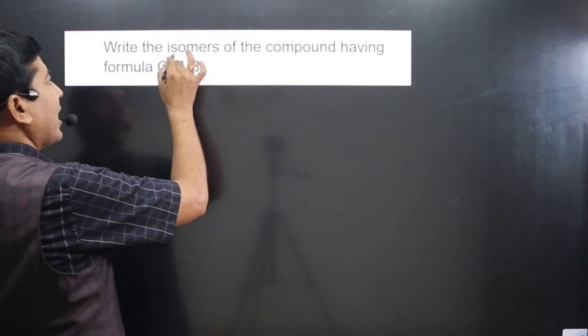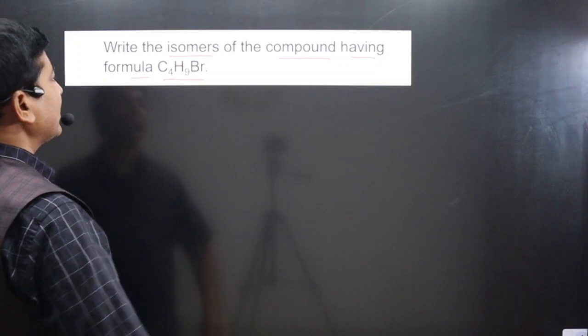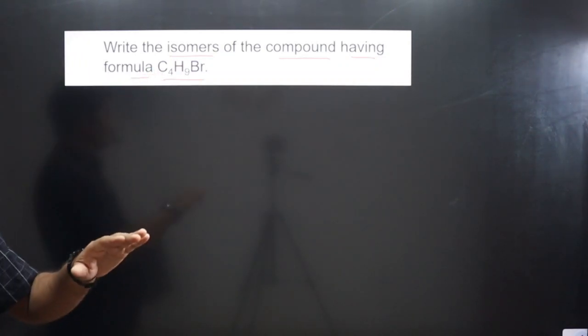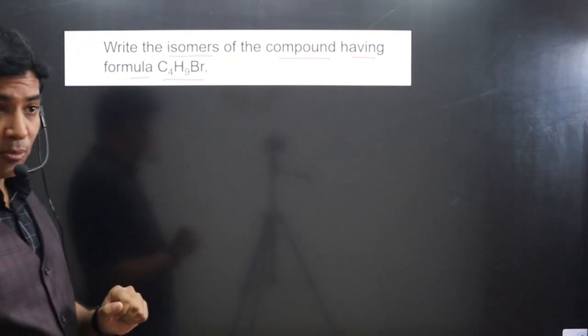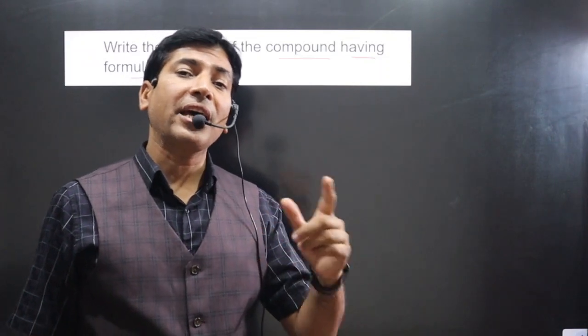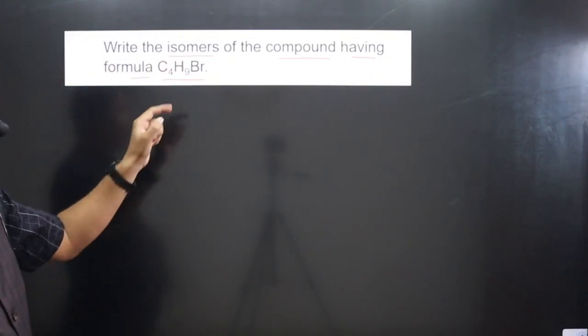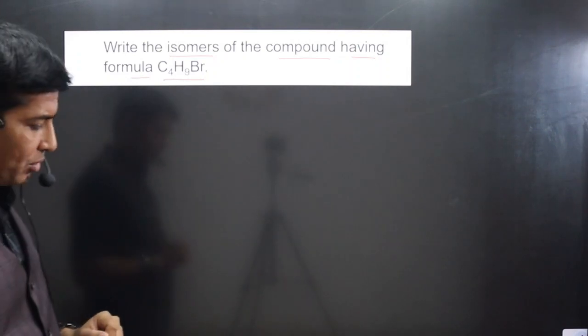The question says write the isomers of the compound having formula C4H9Br. About isomers, we have learned these are the species which have the same molecular formula, but different arrangement of atoms. And this is an alkyl halide, and an alkyl halide can show chain isomers as well as position isomers.